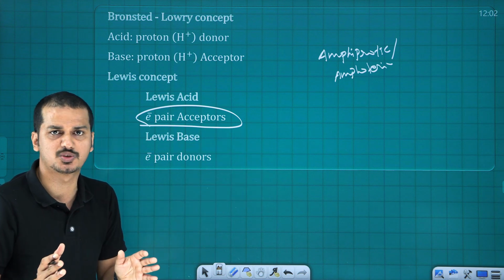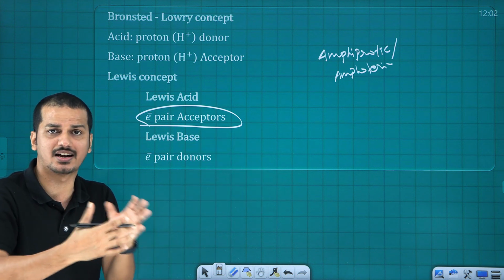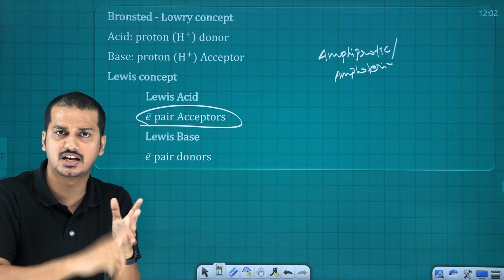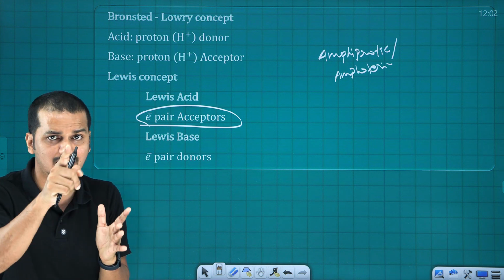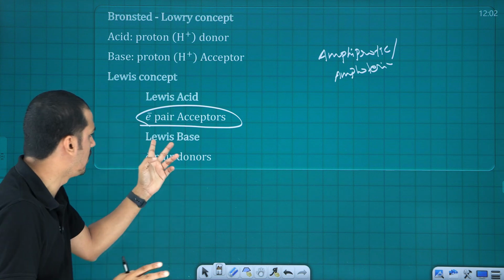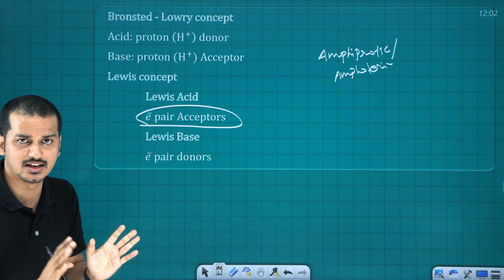All negatively charged species, as well as what? Lone pair containing electron rich molecules like ammonia, H2O, CO. The ligands we learned in coordination compounds, all of them belong to what? Lewis bases. Clear, dears? Yeah.